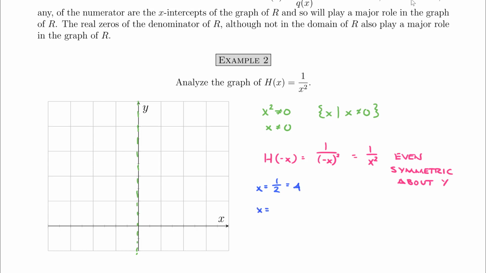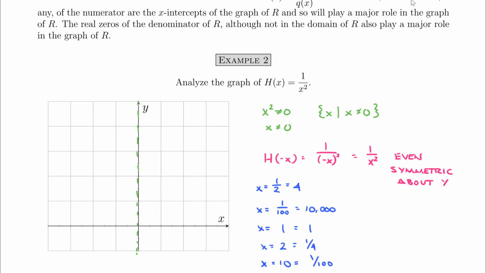When x is, let's say, 1/100th, when we take 1/100th and square it, we get 1 over 10,000. 1 over 1 over 10,000 is going to be 10,000. If we go the opposite direction now and start using some larger values, let's say x is 1. 1 squared is 1. 1 over 1 is 1. When x is 2, 2 squared is 4. 1 over 4 is 1/4. And then let's finally end with when x is 10. 10 squared is 100, so we get 1 over 100.